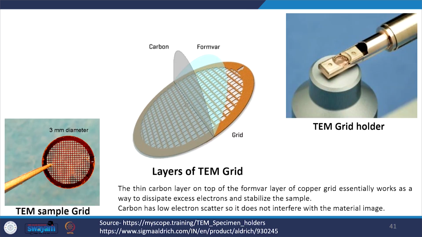And this is a TEM sample grid. Here the TEM grid will have layers. The first layer is the carbon, the next one is Formvar, and the bottom is your grid. The thin carbon layer on top of the Formvar layer of the copper grid will dissipate the excess electrons and stabilize the sample. And this carbon has a low electron scatter, so it does not interfere with the material image, which will help in getting a better image.